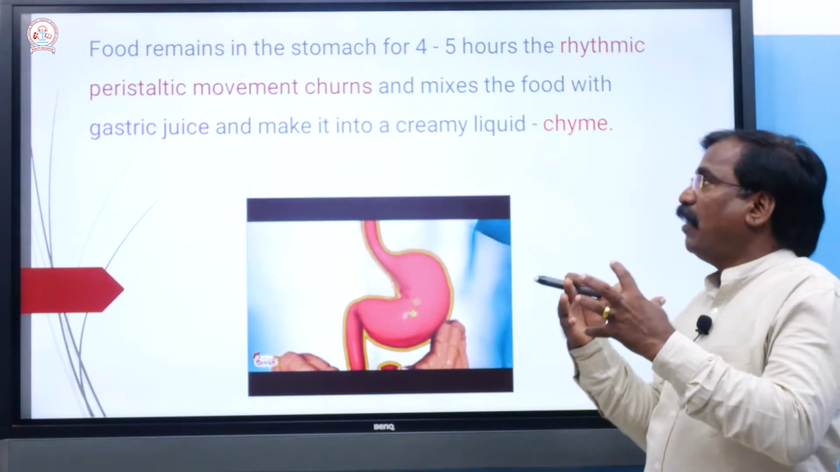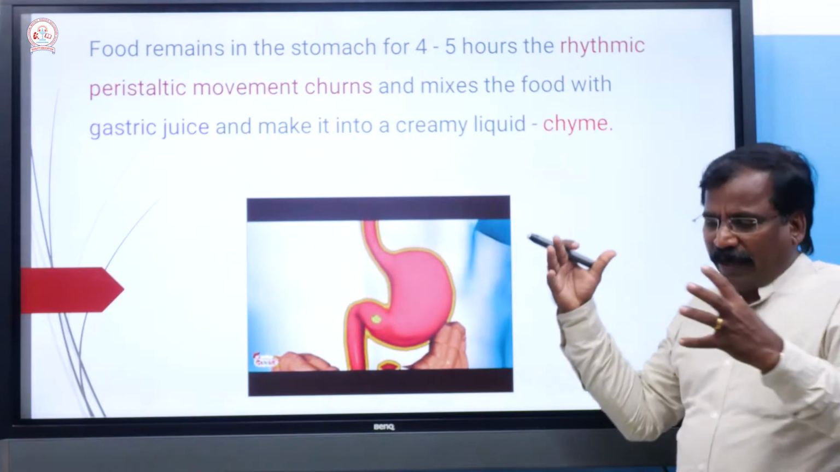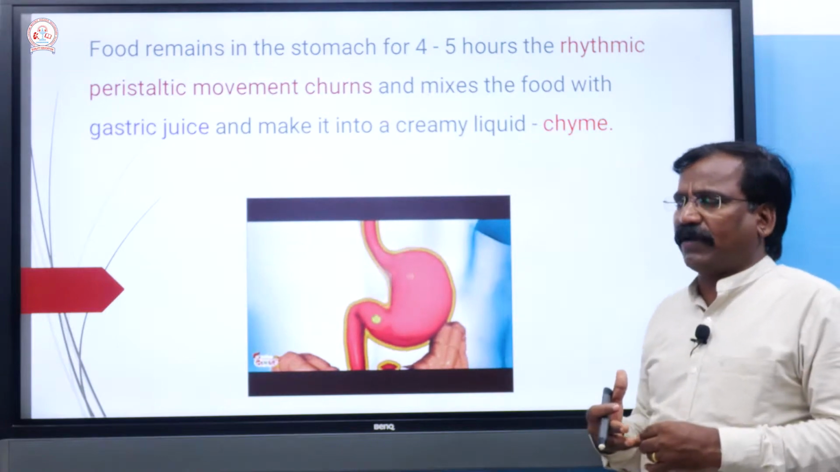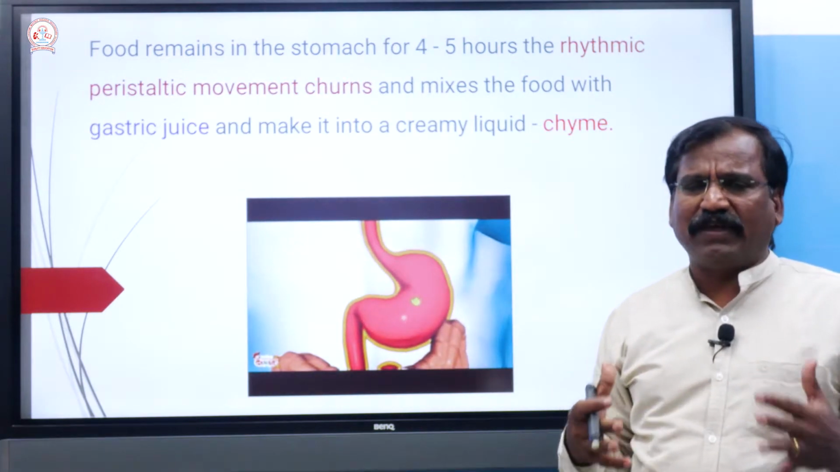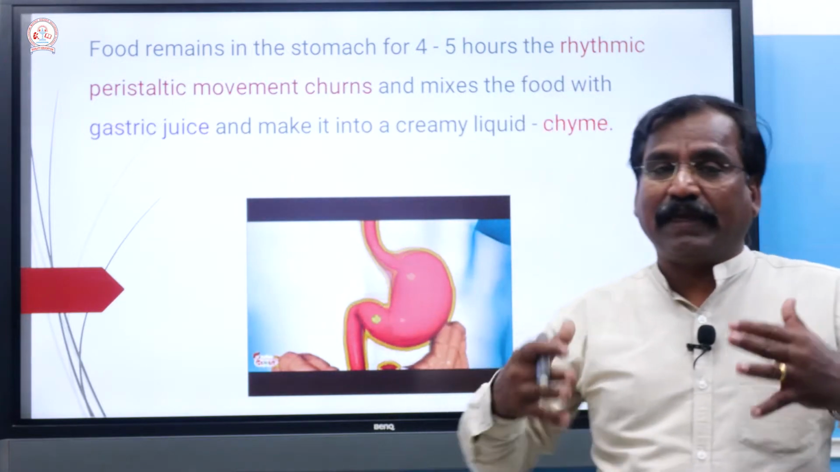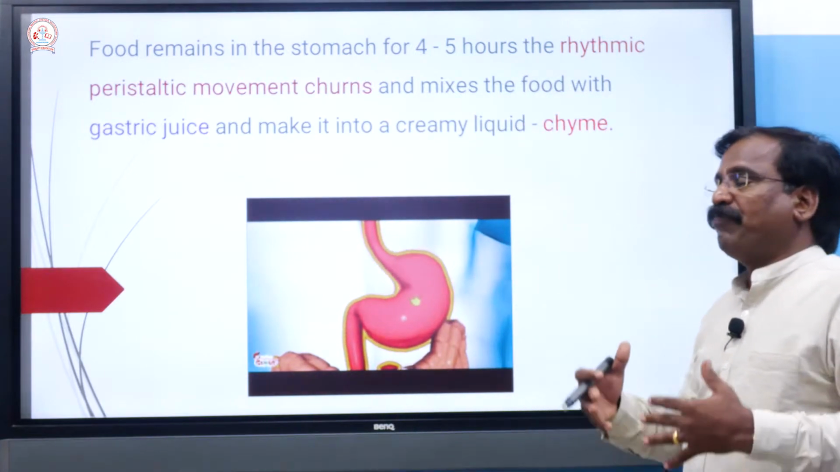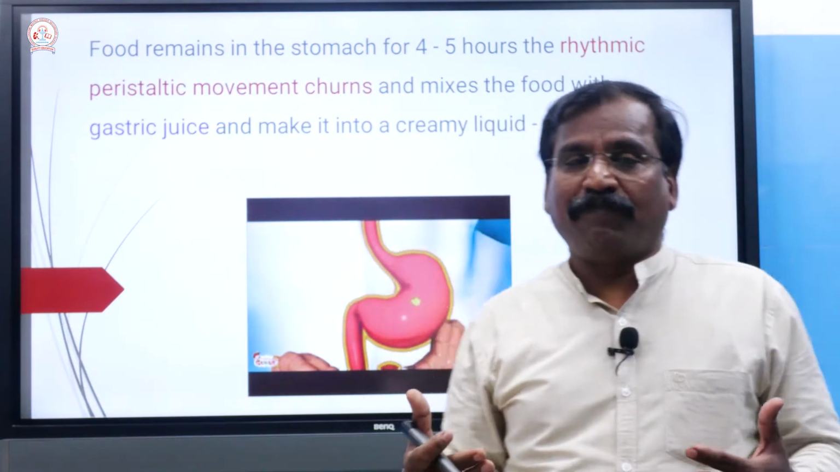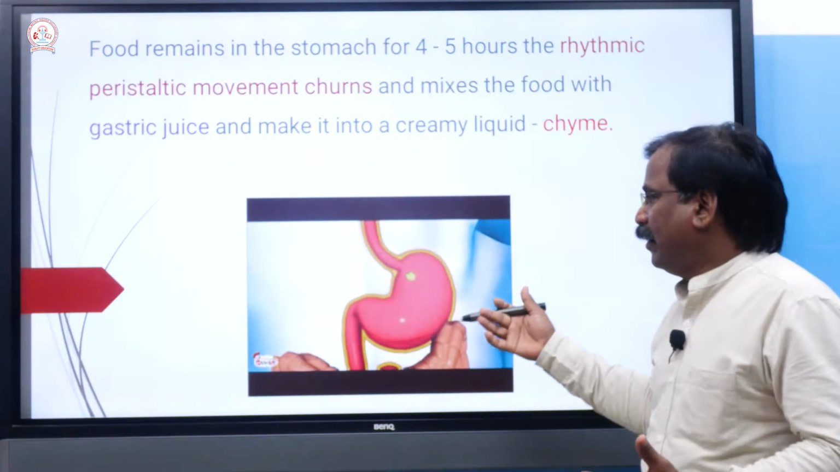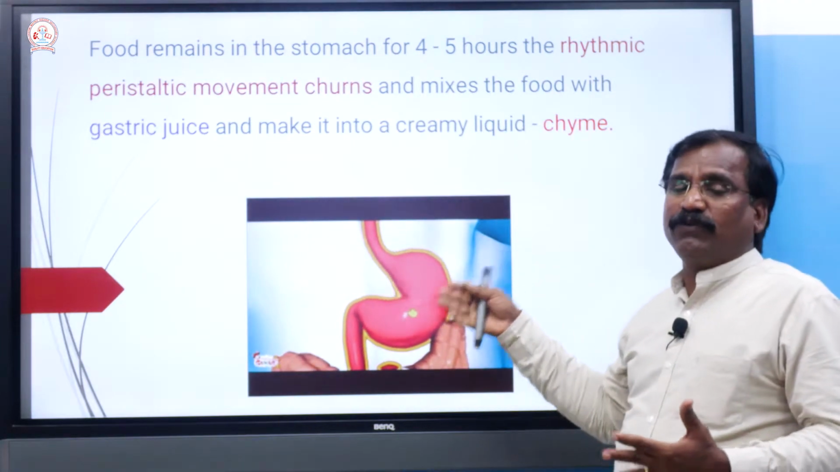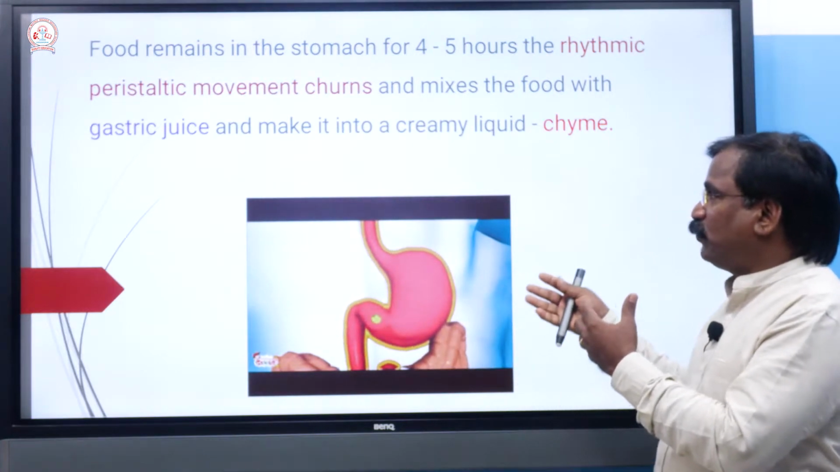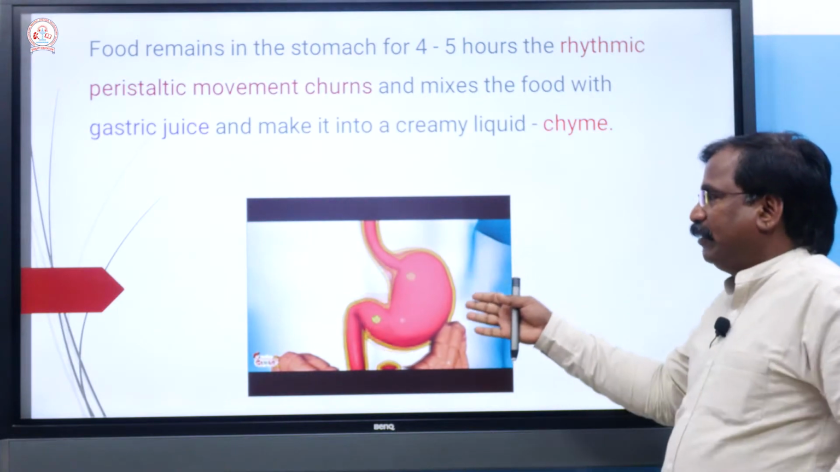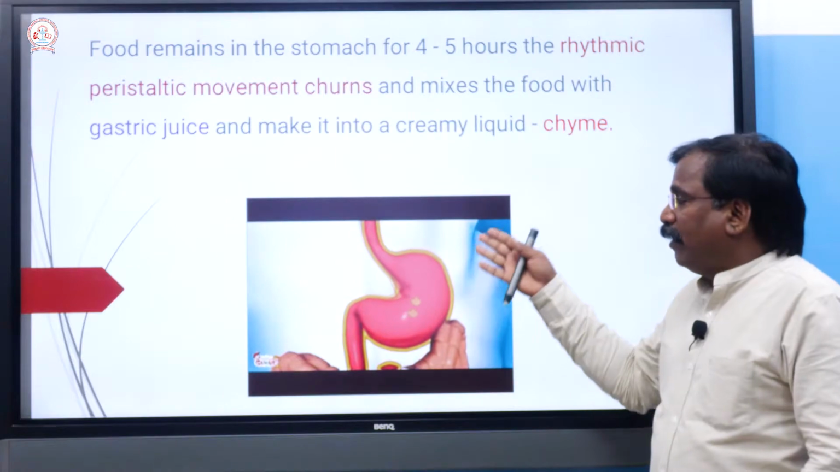So how is it digested? We have already studied the walls of the stomach, namely the gastric glands, that secrete the gastric juice that contains HCl and enzymes, like pepsin and renin. After reaching the stomach, the walls of the stomach also make alternate contraction and relaxation. See the movement. This is called peristaltic movement.